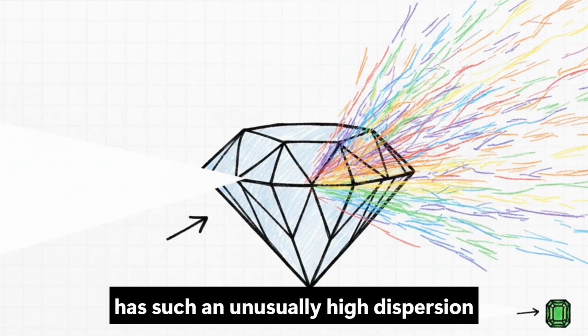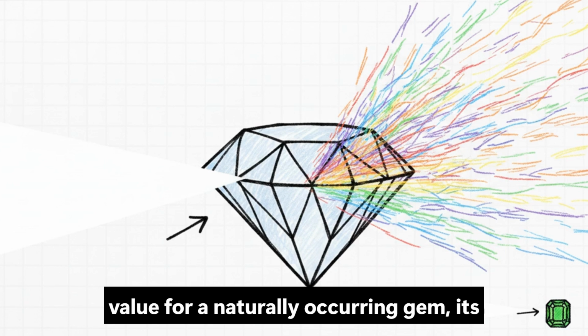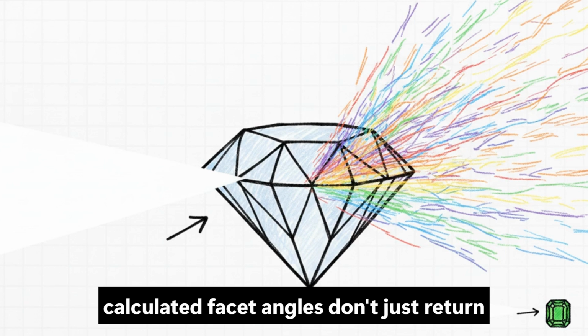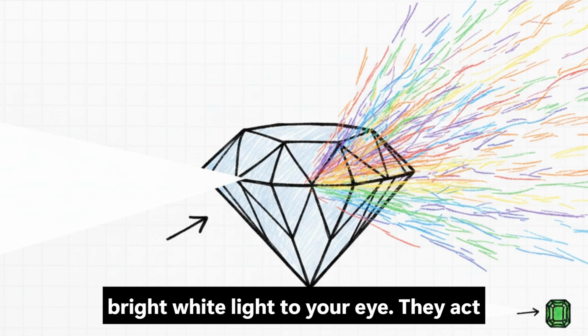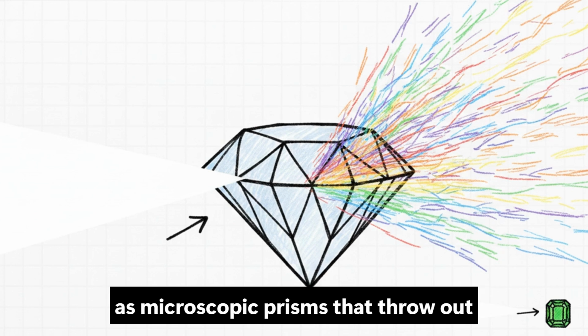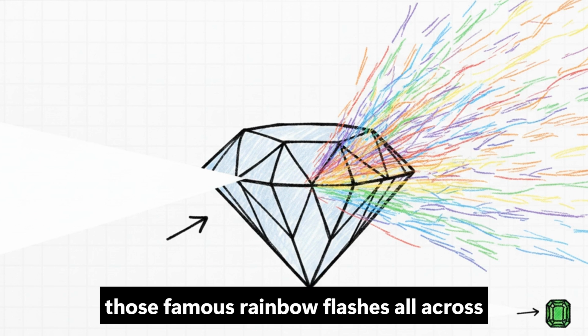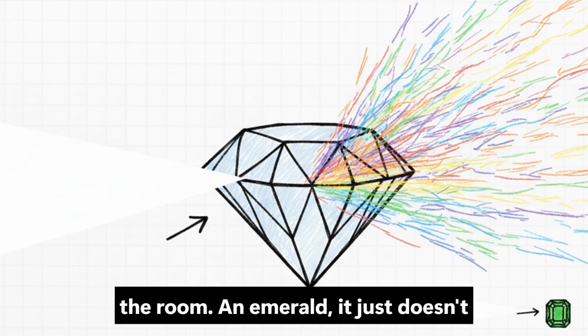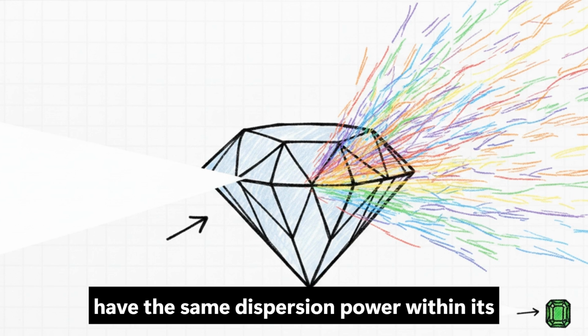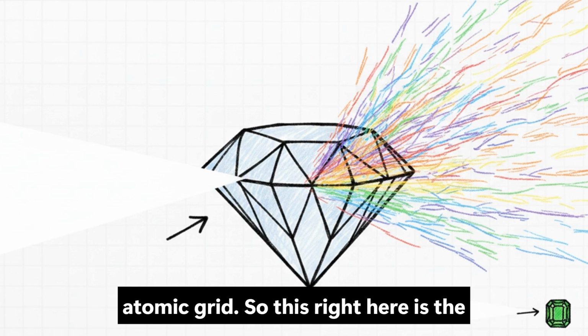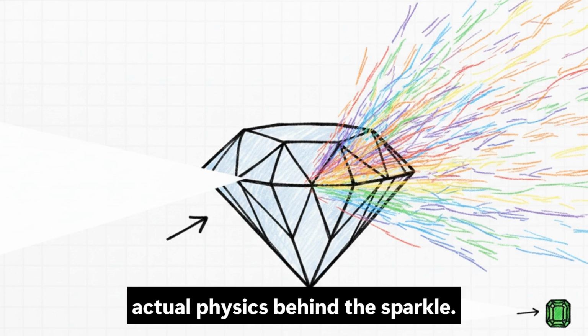Because diamond has such an unusually high dispersion value for a naturally occurring gem, its calculated facet angles don't just return bright white light to your eye. They act as microscopic prisms that throw out those famous rainbow flashes all across the room. And emerald, it just doesn't have the same dispersion power within its atomic grid. So this right here is the actual physics behind the sparkle.